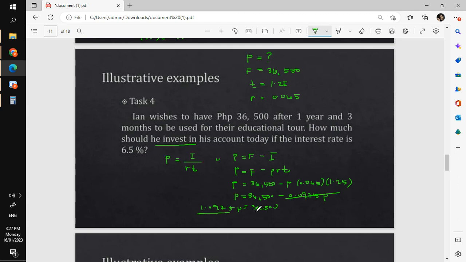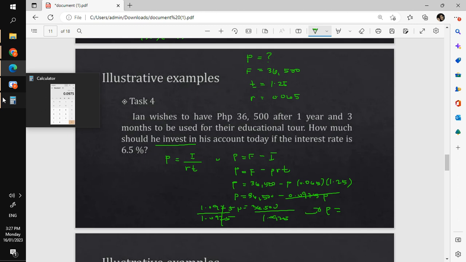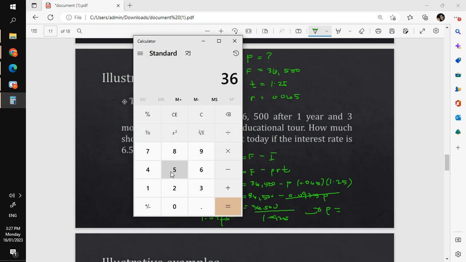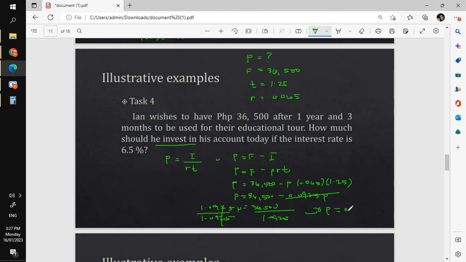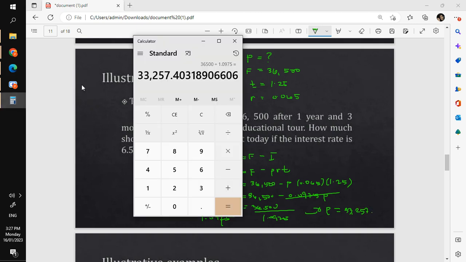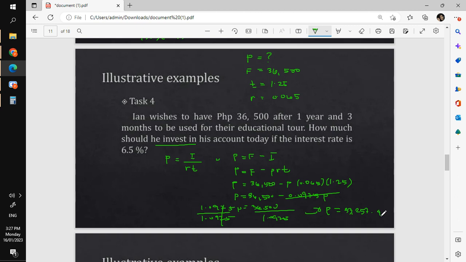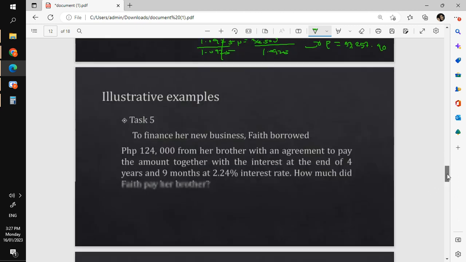This will become 1.0975 p. Dividing this by 1.0975 on both sides gives us the principal amount of 36,500 divided by 1.0975. This gives us 33,257.40 approximately. This will be the final answer.